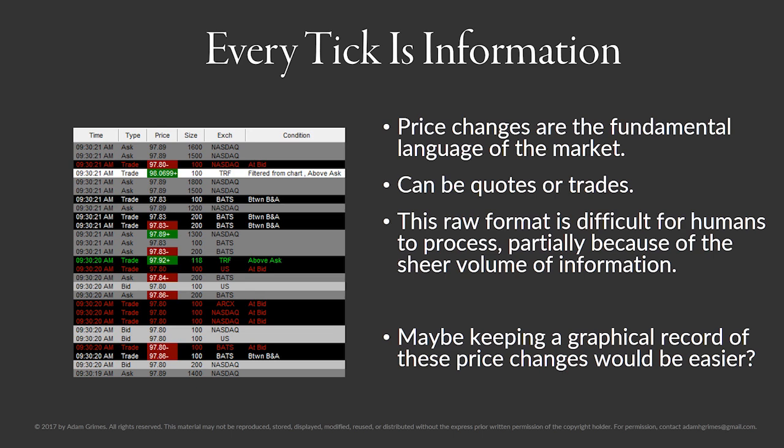Every tick, every price change is information. And as I said, these price changes are the basic language of the market. They could be trades, meaning that a trade happened at a specific price. And I have here on the left one of the ways to display this data. This is a few seconds of trading for a moderately active stock. And even more than the actual trades could be quotes. People change their orders. I mentioned the bid and the ask. You could certainly have cases where the bid or the ask price changes, but no trade happens. That also is information, which, by the way, is lost from charts. This raw information, we can't process this, so it might make sense to keep some kind of graphical record.